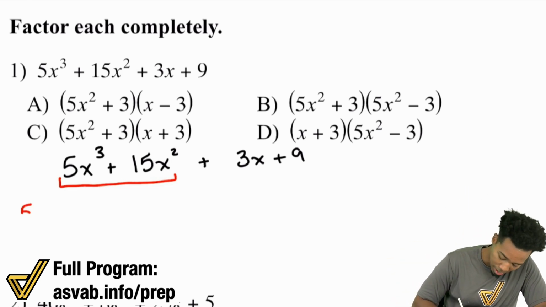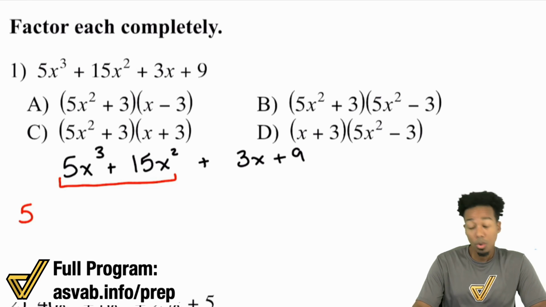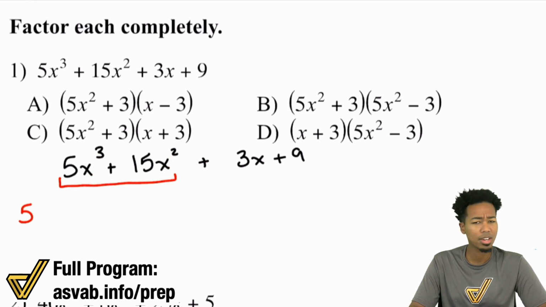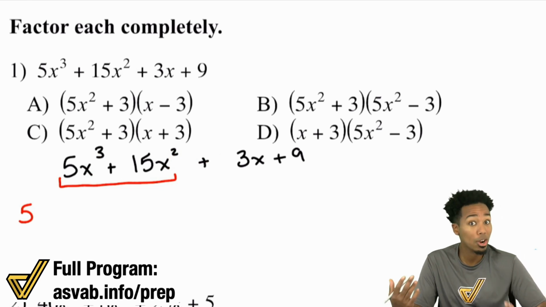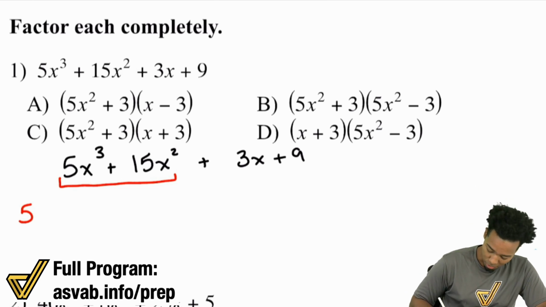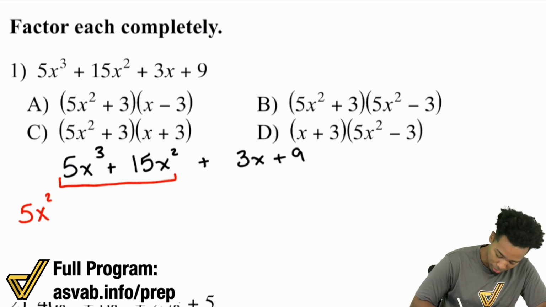So I'm going to take out a 5. What else can I take out? Well, we have x cubed and x squared. What can come out of both? They share x squared, so I'm going to take out an x squared. So right over here, I can pull out 5x squared as well.